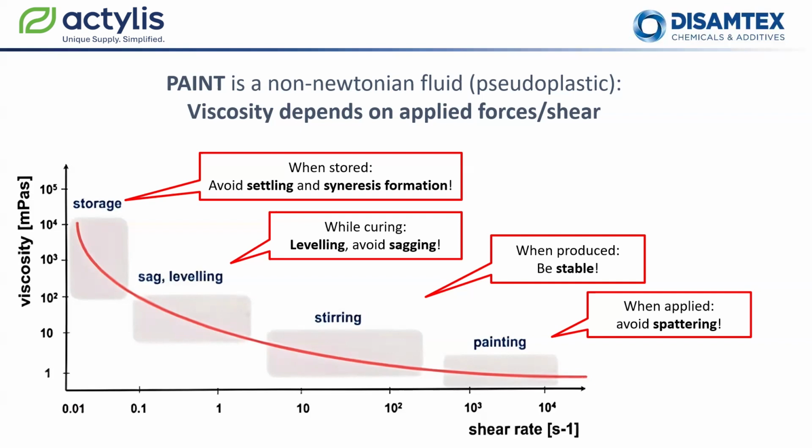Therefore, pH modifiers are crucial because they optimize thickener activation and rheology control. They maintain system stability across different conditions, you say, storage, application, and drying. And they ensure consistent performance and ease of application.